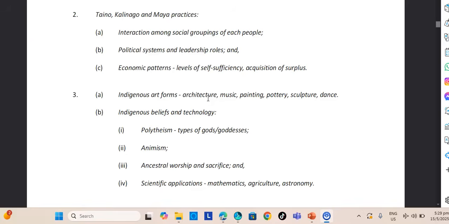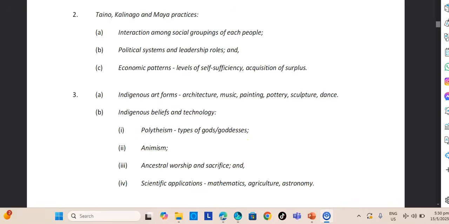All right, now we're going to look at the indigenous beliefs and technology. Polytheism, animism, ancestral worship and sacrifice, scientific application, mathematics, agriculture, and astronomy. So if they ask you anything about indigenous art forms, these are the ones that you should focus on. If they ask about indigenous beliefs and technology, this is what you should be writing on. All right, so we're going to look at them.